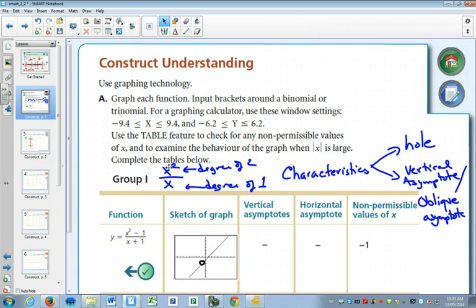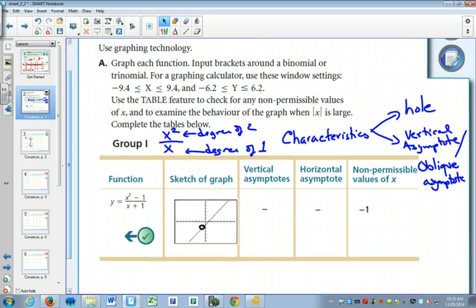So now that we've got all these graphs, one of the things we're going to try and figure out is when is there a hole, and how can we tell there's a hole? What do the ones with the hole have in common? And when is there a vertical asymptote, and how can we tell there's a vertical asymptote, and what do we mean by an oblique asymptote? We can tell by the equation.